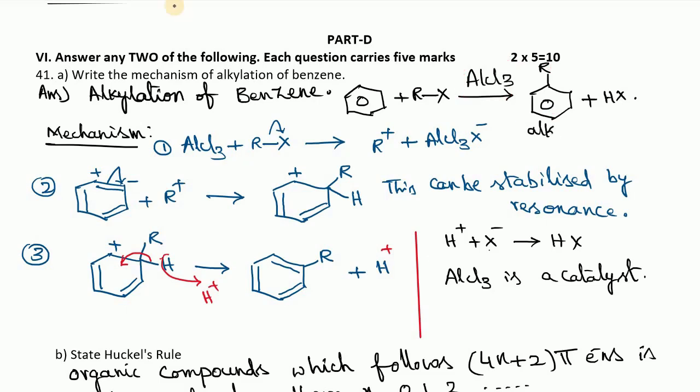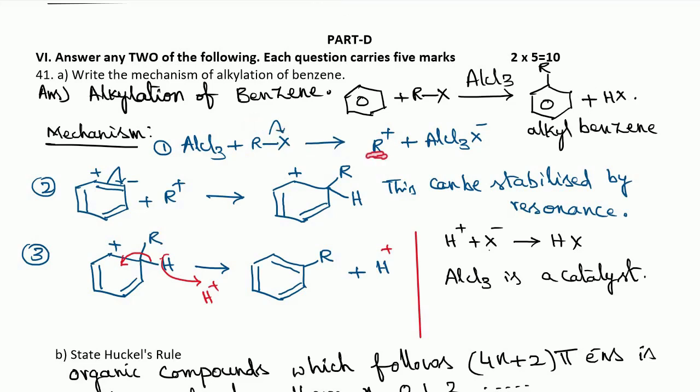What is this one? Alkyl benzene. Here AlCl3 is used as a catalyst. Okay, so let us see the mechanism here. Initially, aluminum chloride reacts with alkyl halide, R-X. X is more electronegative, that's why it takes the electron. It will become negative, and R, the alkyl, will become positive.